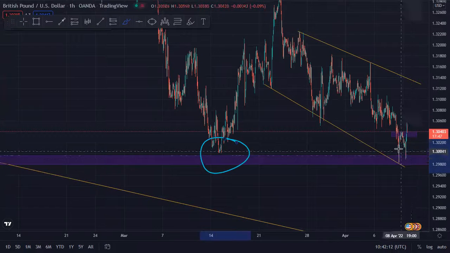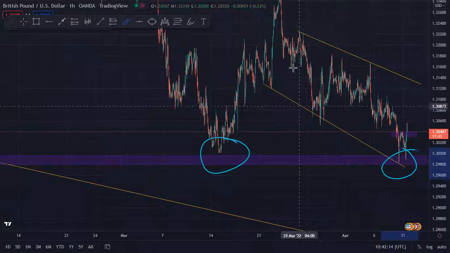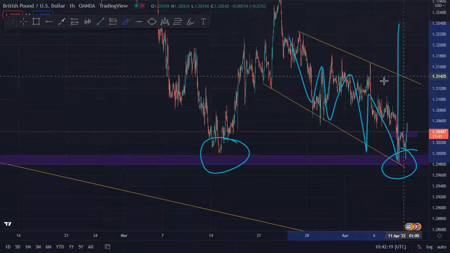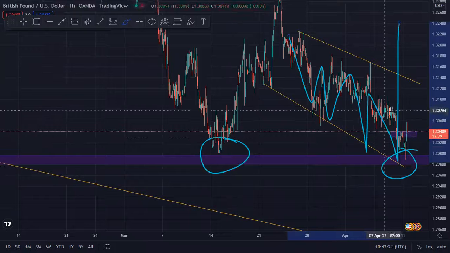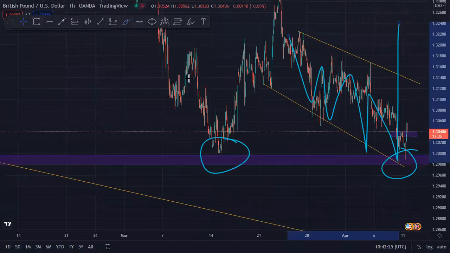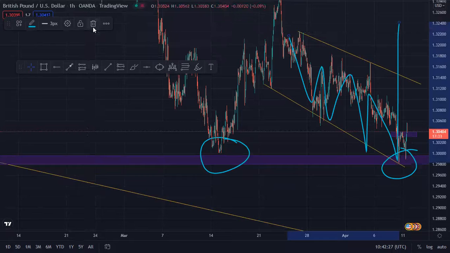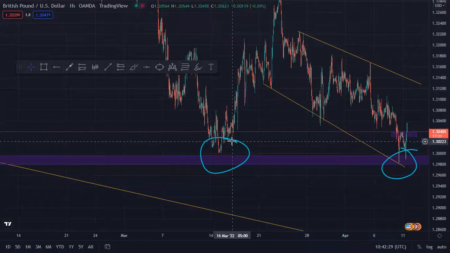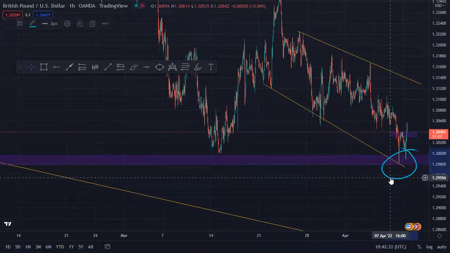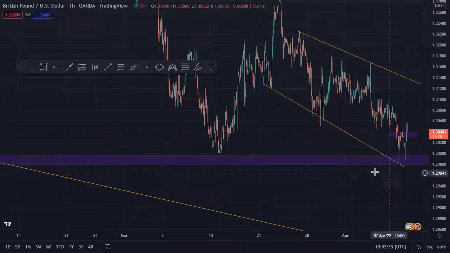confluence. This one is on our third touch, we have a double bottom formation again. So this is, I have three confirmations. Is it three? Double bottom number one.